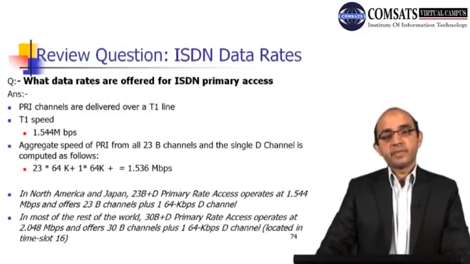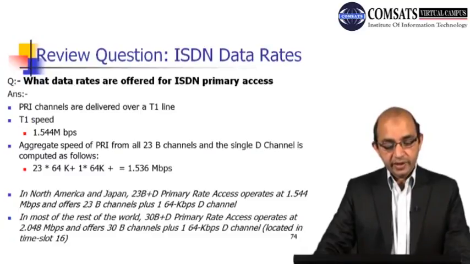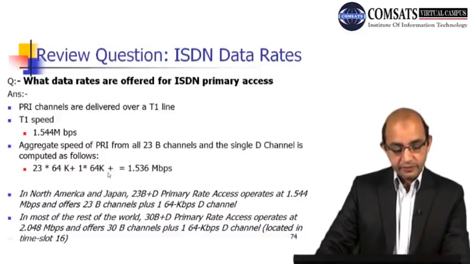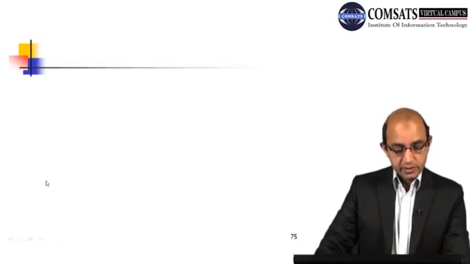So here comes the review question answer. We can calculate the data rate. Here I have mentioned PRI T1 line, right? And I have calculated, because it contains 23 bearer channels, 64K each, and one D channel of 64K, right? So the total comes out to be 1.536 megabits per second, K and K mega, and then we can multiply, right?